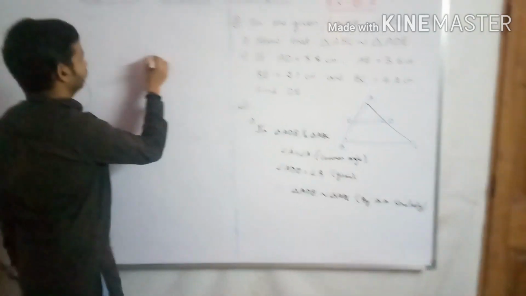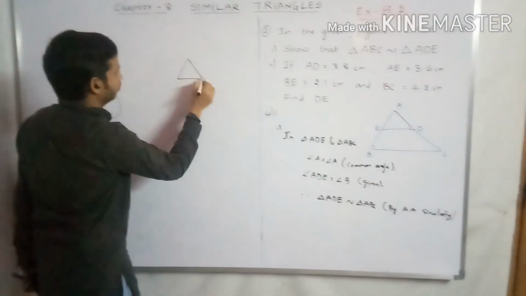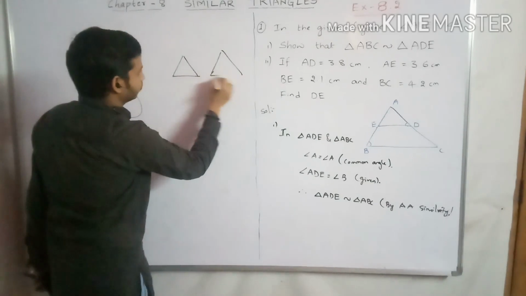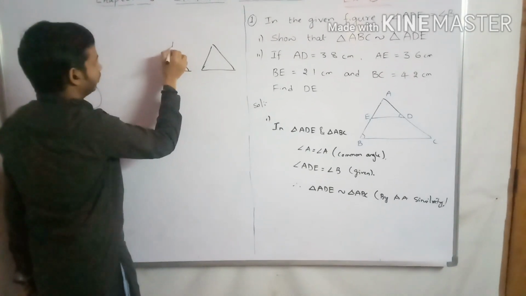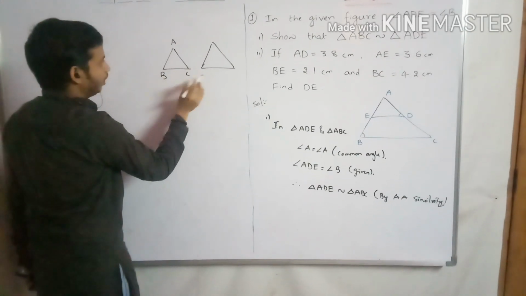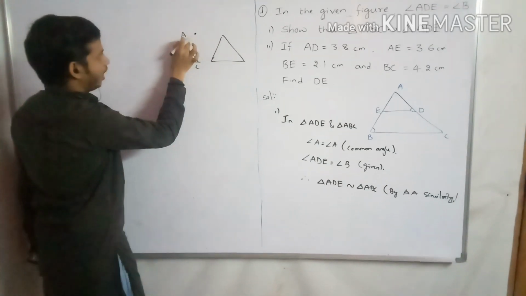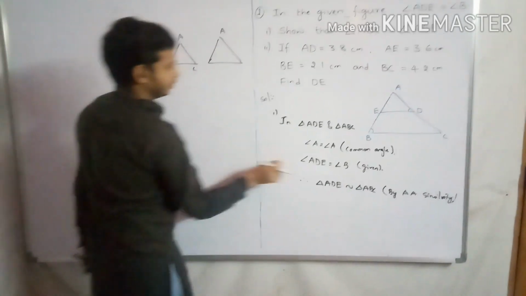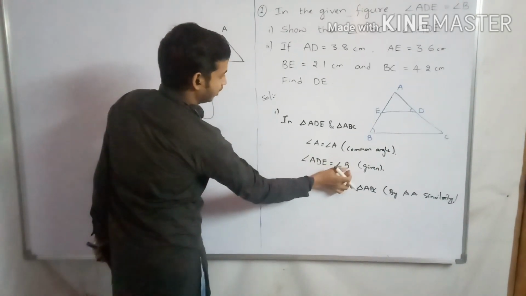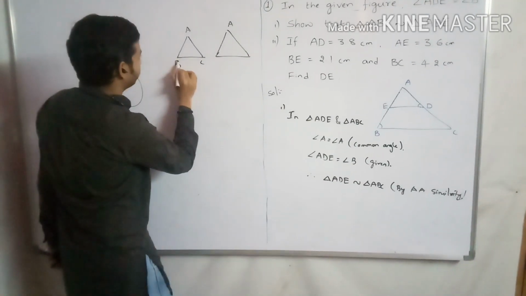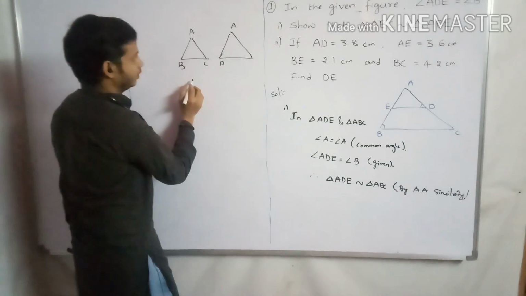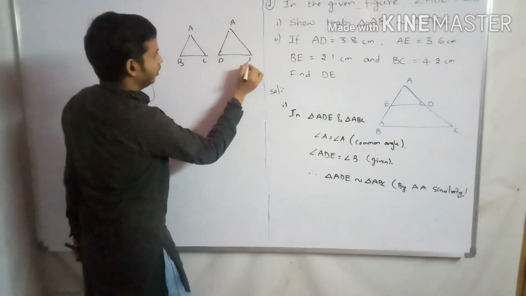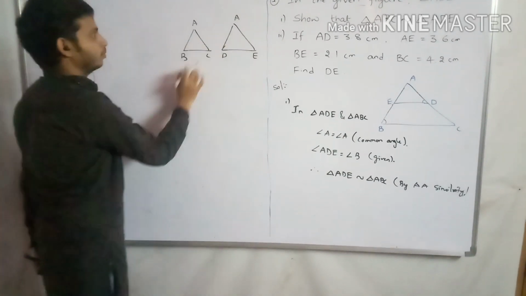So draw both the triangles. First triangle is triangle ABC and the second triangle next. The corresponding angle to A is angle A, and the corresponding angle to B is angle ADE, that is, we have to write D here. So angle AD and next term is D. So these are the two triangles.